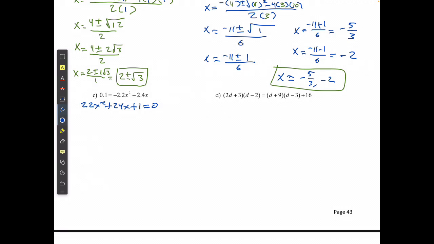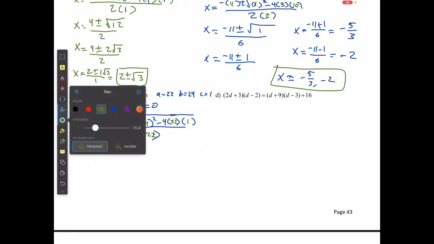And I can say that A is going to equal 22, B is equal to 24, and C is equal to 1. Then I do the same process that I've done in the other cases. I'm going to say that x is equal to the negative of bracket plus or minus the square root of bracket squared minus 4 bracket bracket, all divided by 2 bracket. I'm going to substitute my numbers in. This is going to be 24, 24, 22, 1, and 22.